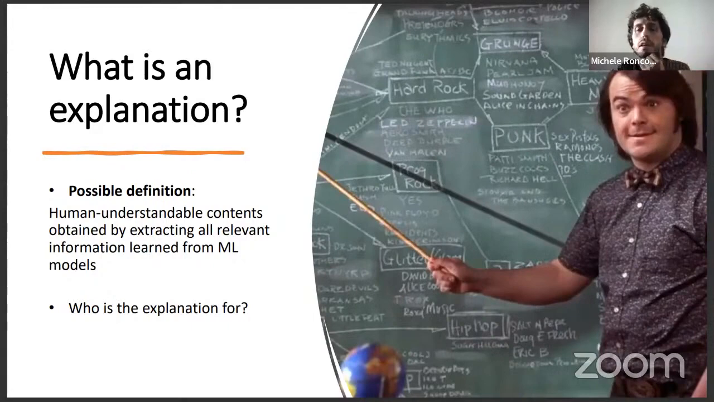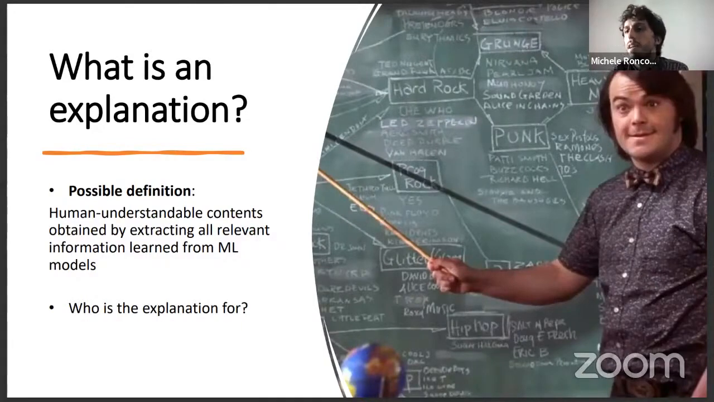Here I just wrote down a possible definition which I've taken from the literature. An explanation could be human understandable content or information which has been obtained by extracting all the relevant information from a machine learning model. So this could be a possible goal of explainable AI. It could be a definition of explanation. There are, of course, problems with this definition too, because first of all, what is relevant and how do we extract it? And this is what we will see in this lesson.